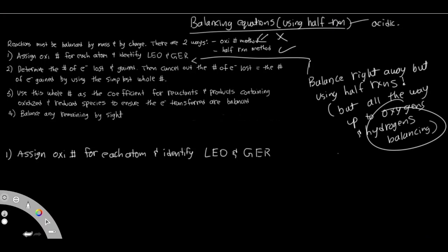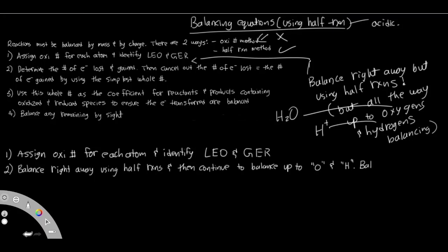Once you get up to this point, which you're used to, you then have to start balancing using water molecules and hydrogen ions. The oxygen over here, you balance using the H2Os, and the hydrogens you balance using the hydrogen ions. I'm going to write here: balance the O's, the oxygens, with water molecules, and balance the hydrogens with the hydrogen ions.